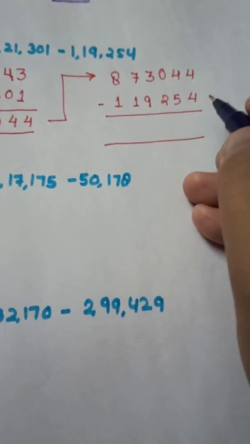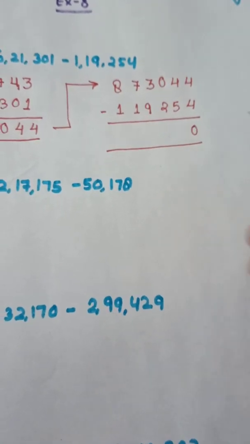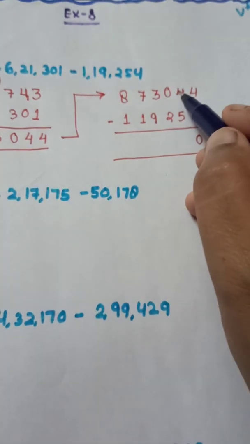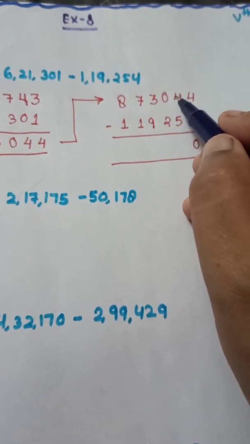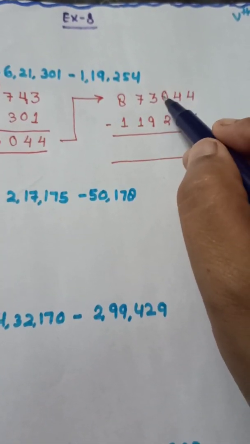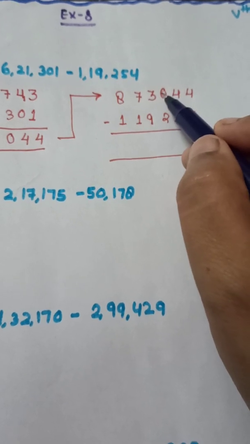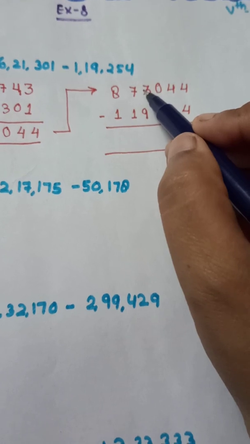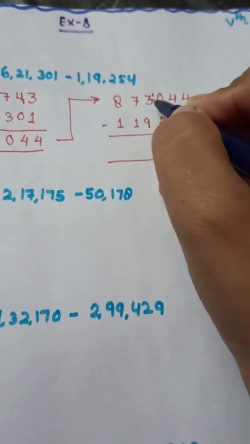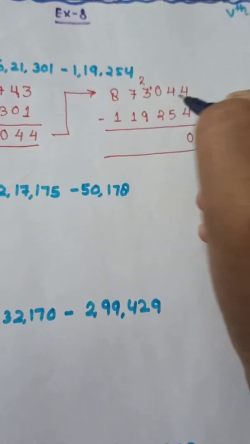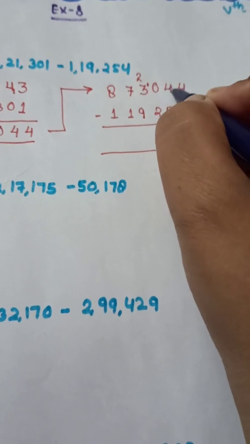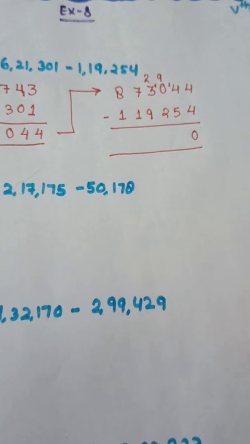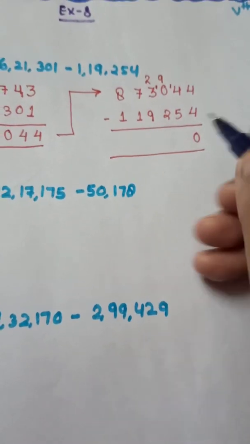4 subtracted from 4 will give us 0. Can we subtract 5 from 4? No. So what do we need to do? We need to take one borrow, but it is 0 over here. So this digit will also take a borrow from here. It will become 10 and it will become 2. Now this one will give one borrow to this. It will become 14 and it will become 9.